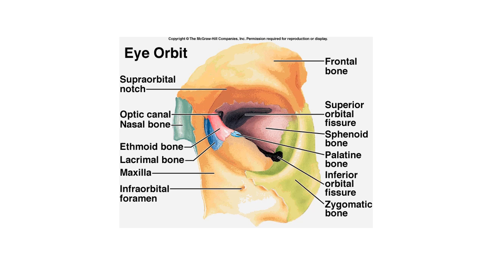So the eye sockets here. What is it that is going to make up the orbit? Do you have to know all of this? No. You have to know the parts that are highlighted. What is making up the eye hole?